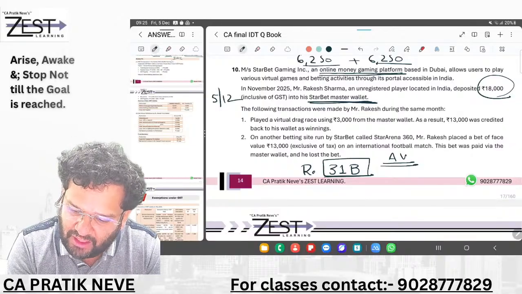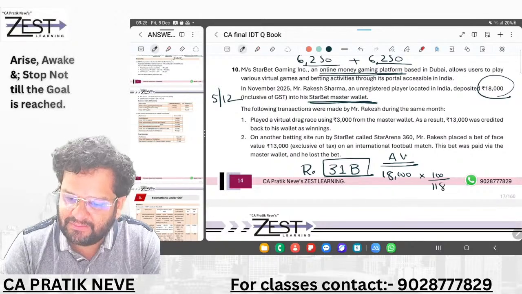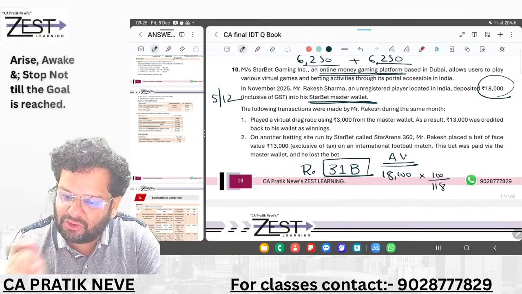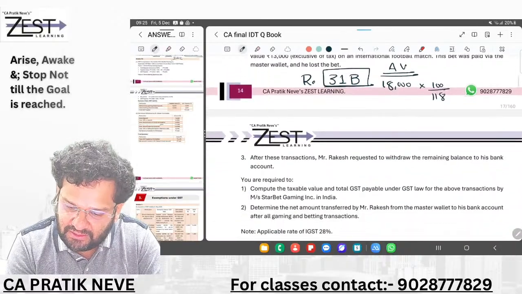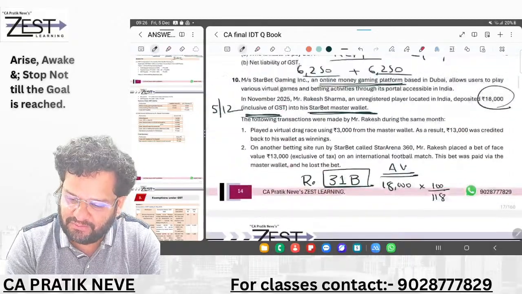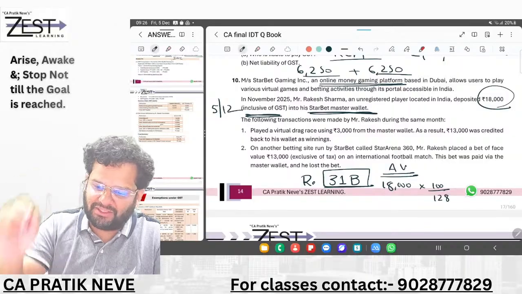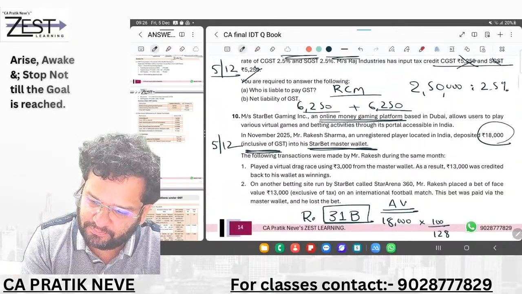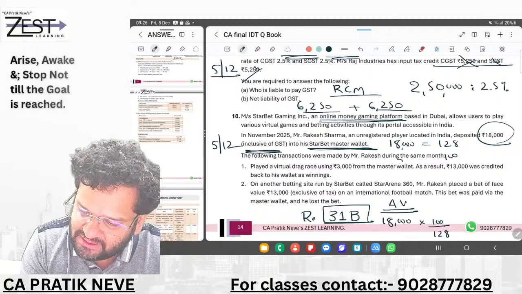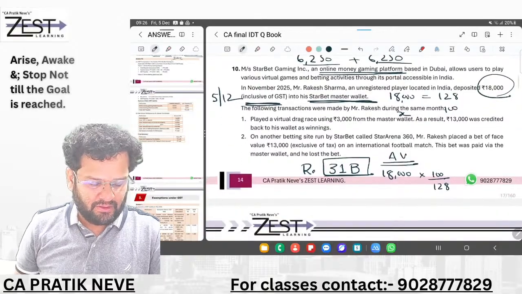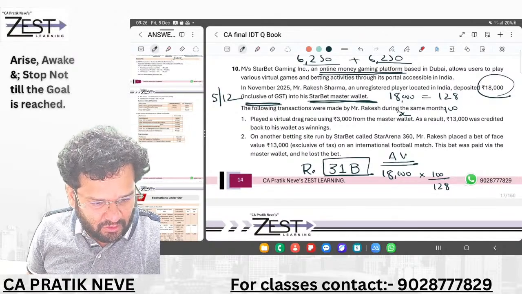So basically now you do 18,000 into 100 divided by 118. Why? Because it is including GST. But let's find out the rate of GST. The rate of GST is 28%. So upon 128, because 18,000 will be equal to 128. So 100 accessible value is how much? So 18,000 into 100 divided by 128.